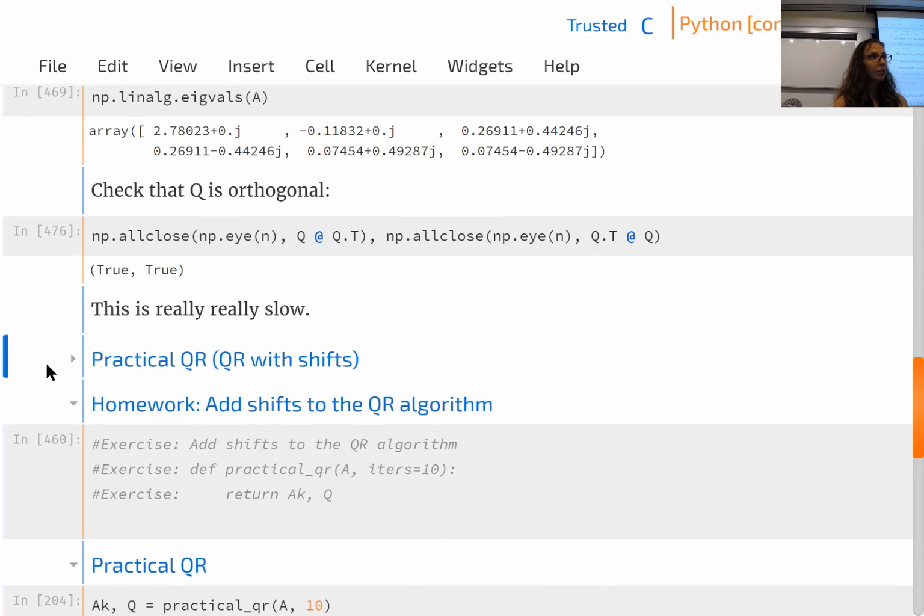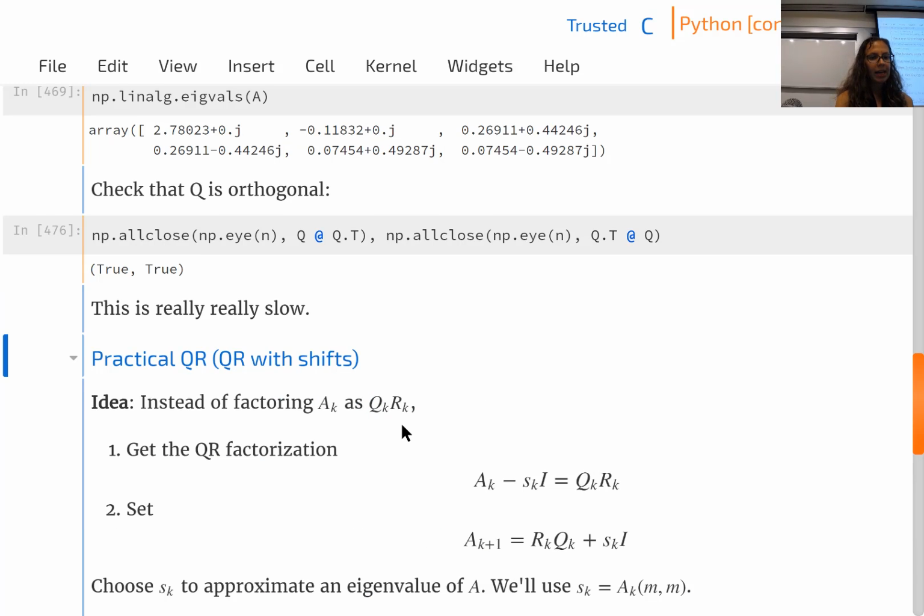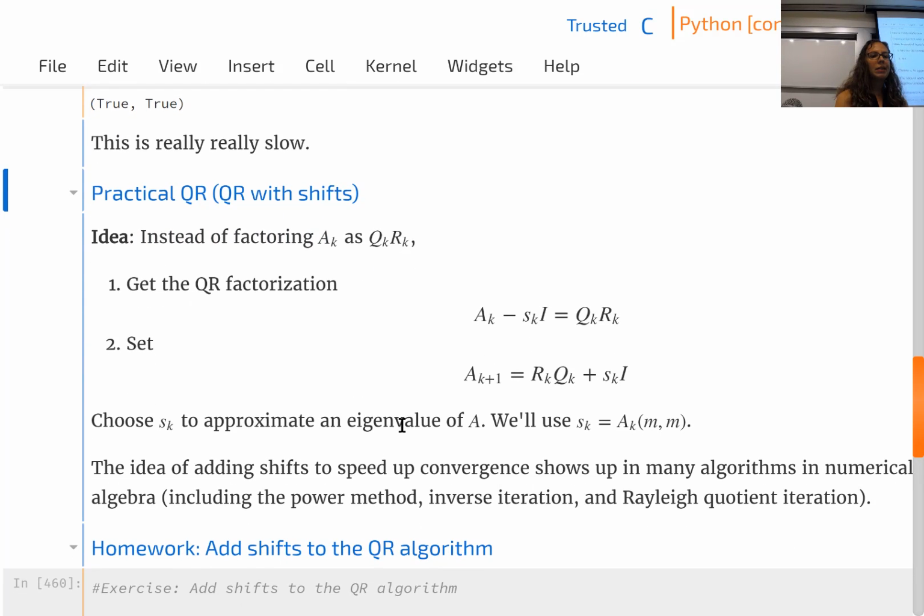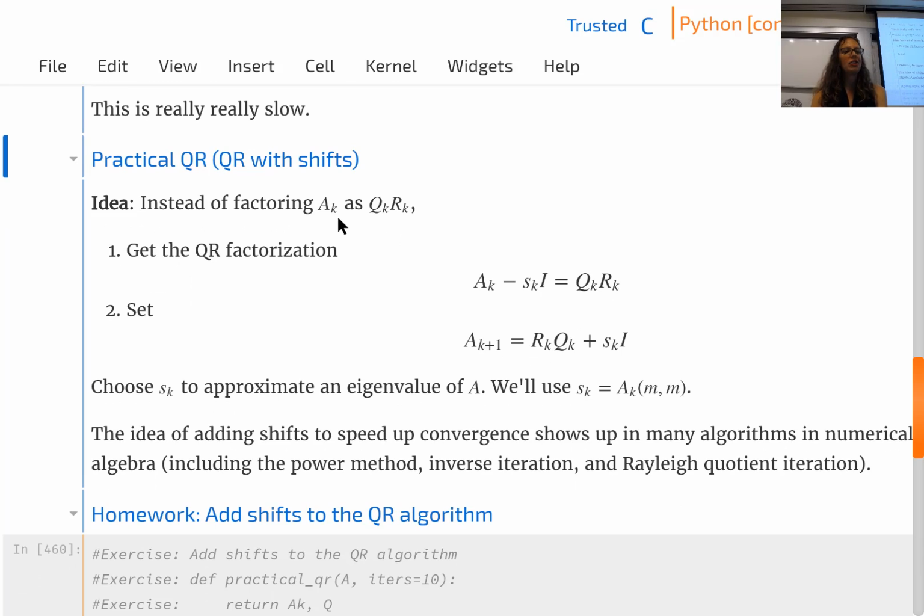Okay, so the practical QR algorithm is adding shifts. So the idea is basically just instead of factoring A_k as Q_k R_k, we'll get the QR factorization of A_k minus some scalar times the identity into Q and R. And then we'll do R times Q, and we have to add back on the scalar times the identity to cancel that out. And that'll be our new A_k.